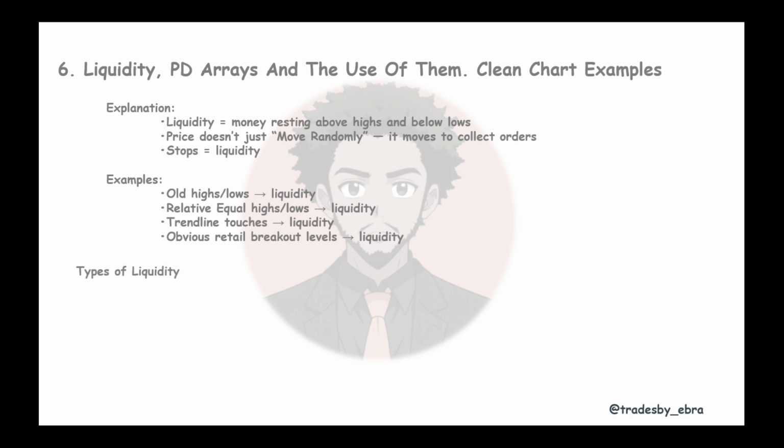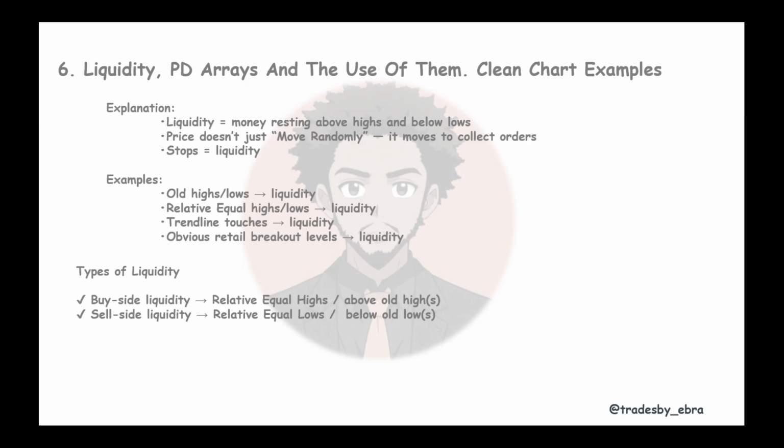Let us have types of liquidity also. What types of liquidity do we have? We have buy side liquidity, and that is relative equal highs or old highs. Then for the sell side liquidity, that is relative equal lows or old lows. So those are the types of liquidity that we have. We have two types of liquidity: buy side and sell side, just as you see them there.